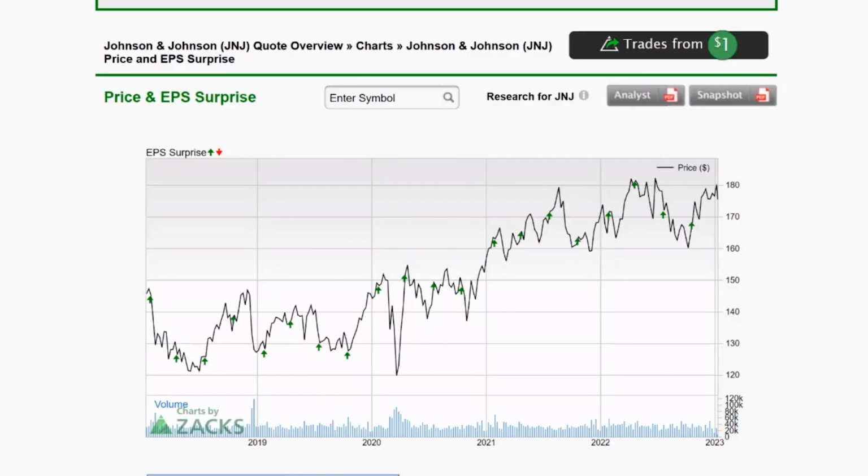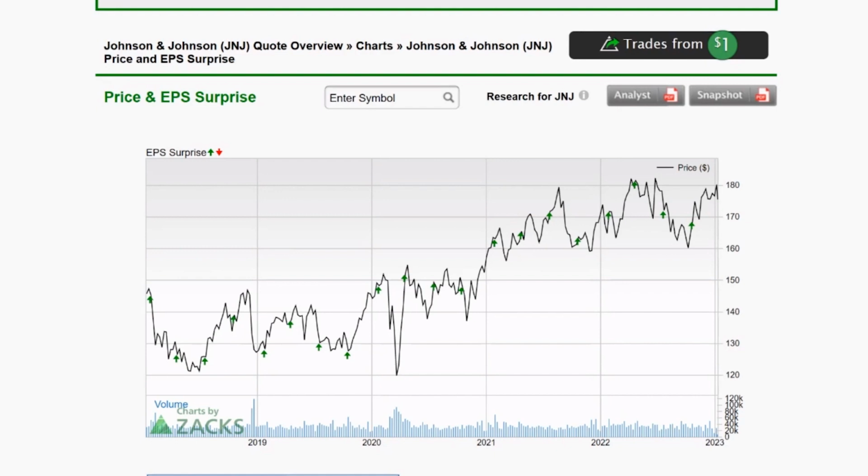So this is the first example with Johnson & Johnson, ticker JNJ. And if you're just looking at this, you're thinking, what does this mean? What are all these green arrows? Why should I care? Well, Johnson & Johnson is an earnings all-star. It is one of the few companies that has maintained a 5-year earnings surprise track record. It has met or beaten every quarter for 5 years. So that's what these little green arrows mean.